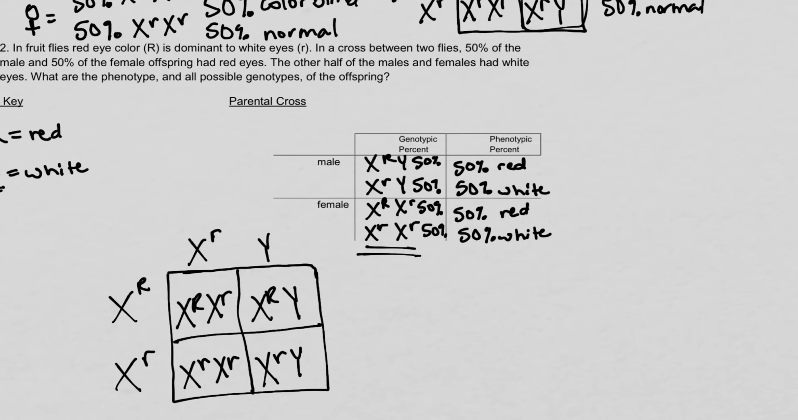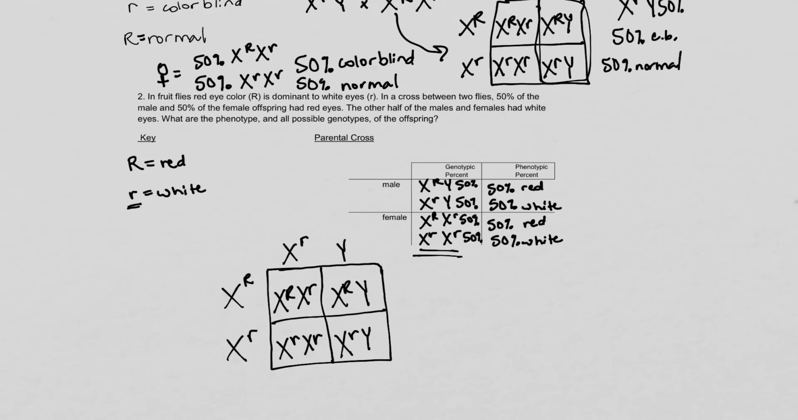So this was really similar to the problem before it, except for this time we worked backwards. We were given the phenotypes and had to use deductive reasoning and what we've learned about Punnett squares to work backwards and determine the genotypes of the parents and also the possible genotypes of the offspring.